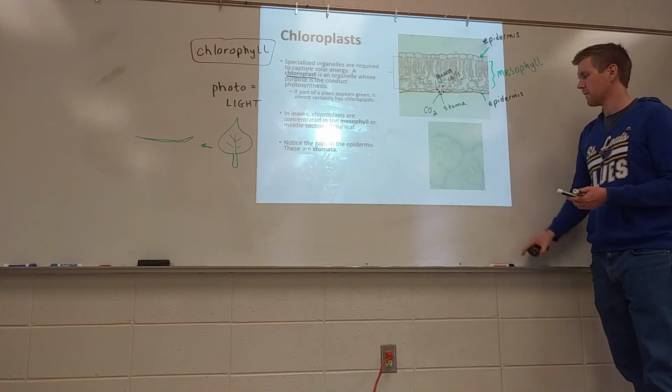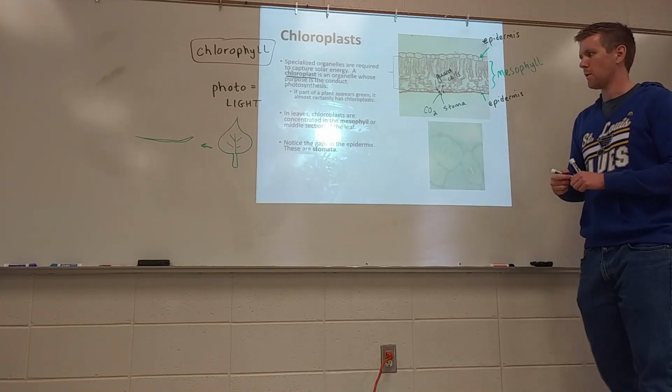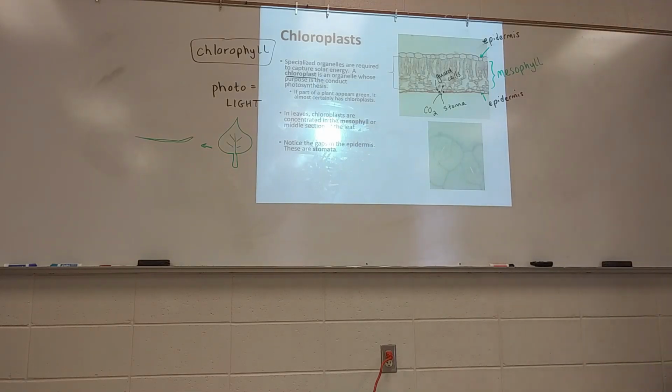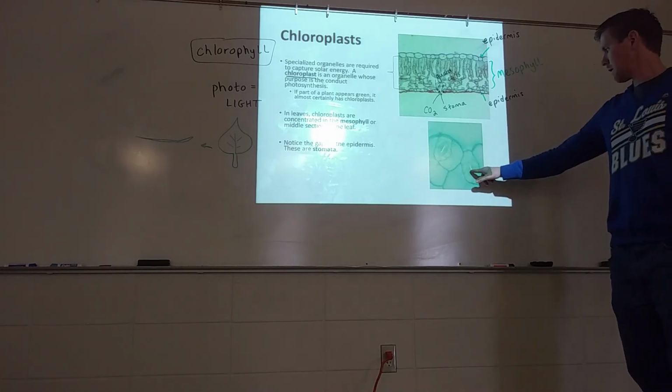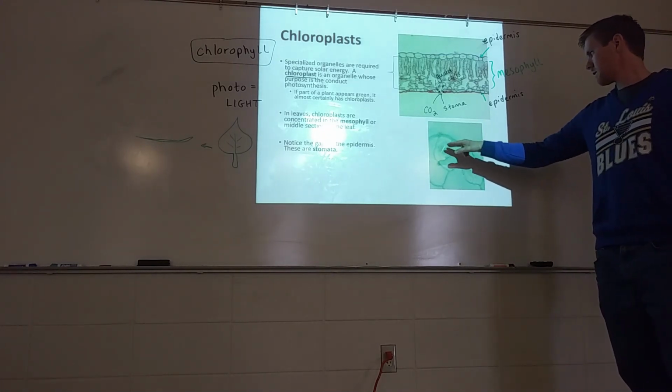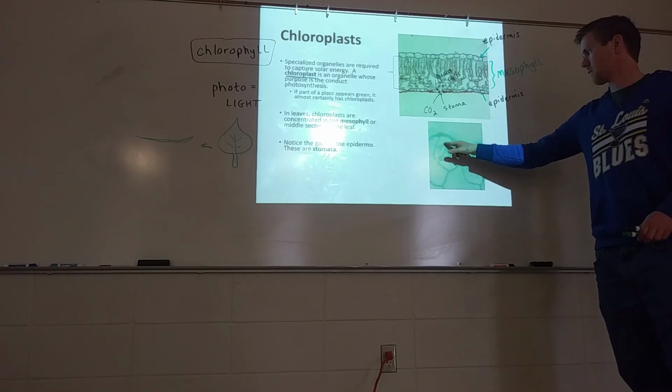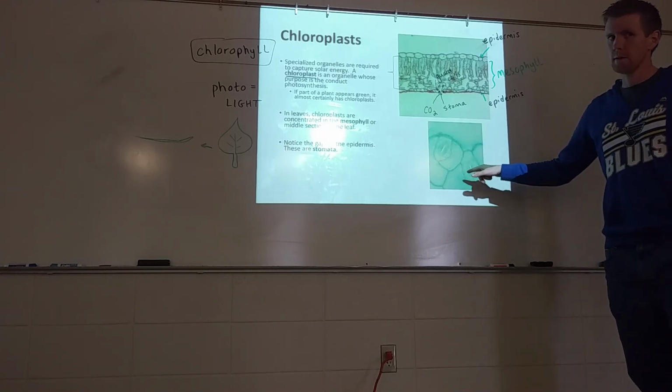If you look at the top of a leaf, and I'm not sure you can see it very well with the lighting as it is, here, let's temporarily dim the lights. These are the stomata, and surrounding the stomata are the guard cells.